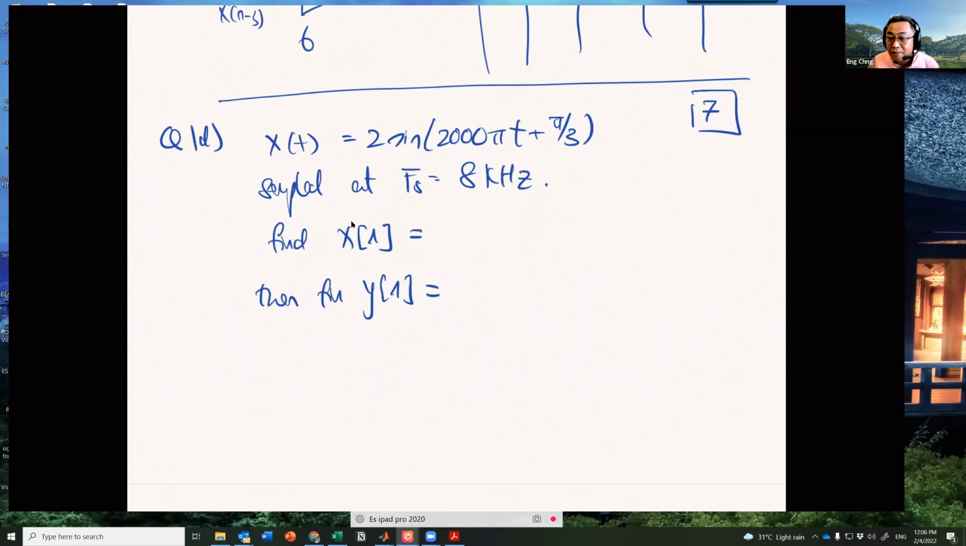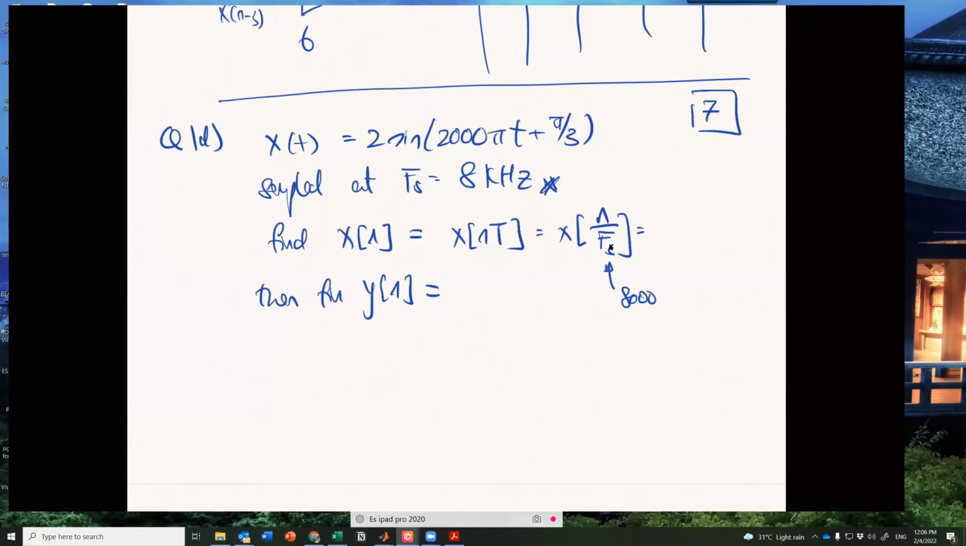Okay, so you have to find x[n] first. So this is trivial when you get this. So what do we do? Well, this is x(t), and this is x(nT), which is x of n over fs, right? Agree? So from x(t) to x(nT) to x[n]. So what is fs? This is 8,000 in the question given to us. So we replace little t by nT. So you will get the equation.